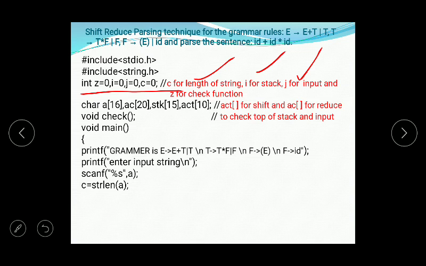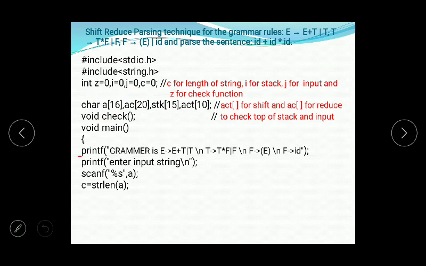Check function means there is a user defined function check here. This is a declaration. Check is used to check which action to take, that is whether to shift the symbol or whether to reduce. Now these are all single dimensional arrays: A for input, AC for reduce action, ACT for shift action, and STK for stack. For single dimensional arrays we are making use of these.